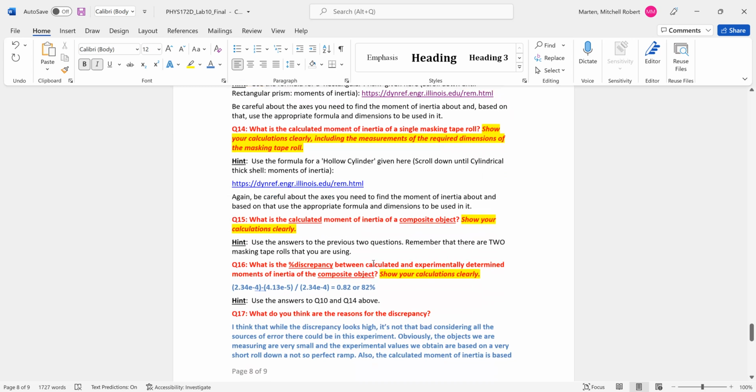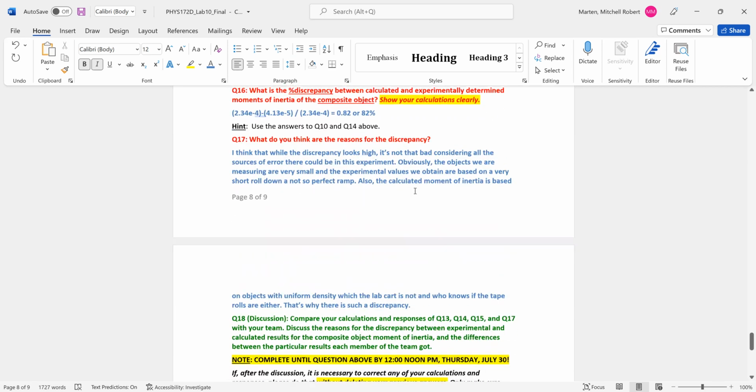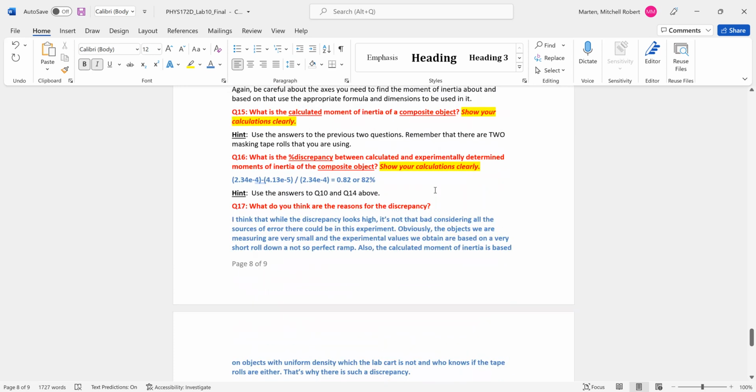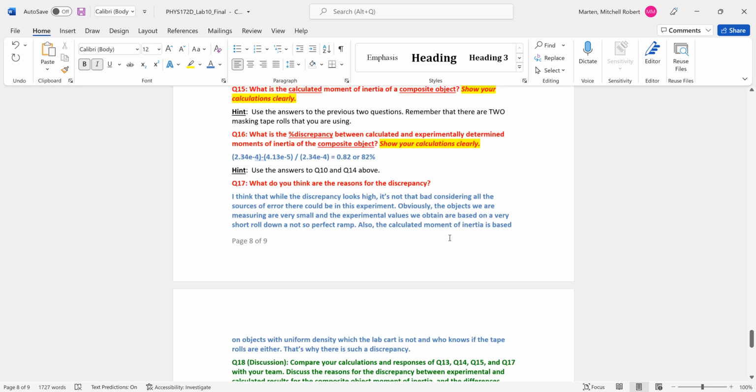And then 16, I found the percent error, which is pretty high, I won't lie. But 17, where it asks what are the reasons for the discrepancy, I said, I think that while the discrepancy looks high, it's really not that bad considering all the sources of error that there could be in this experiment. Obviously, the objects we are measuring are very small, and the experimental values we obtain are based on a very short roll down a not so perfect ramp. Also, the calculated moment of inertia is based on objects with uniform density, which the lab cart is not, and who knows if the tape rolls are either. That's why there's such a discrepancy.